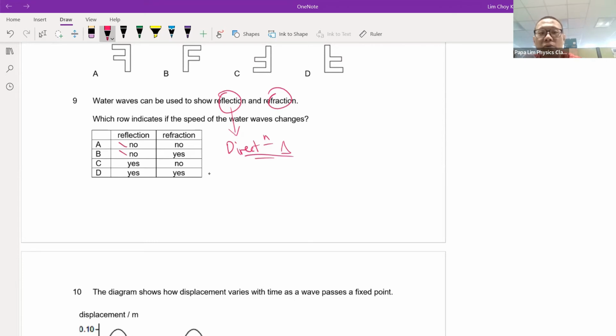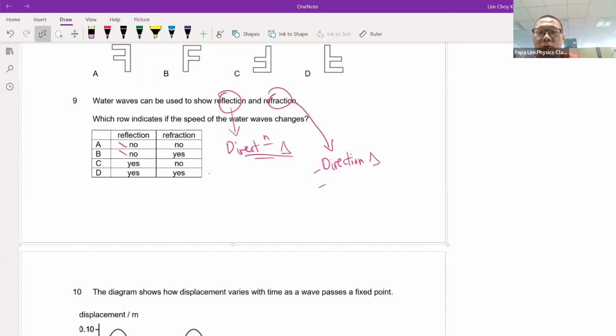For refraction, it usually occurs across a medium. So when you go from medium A to medium B, or from a shallow region to a deeper region, there's a change in the environment. So for refraction, the direction will remain the same, but the motion will change, because we are going through different depths.